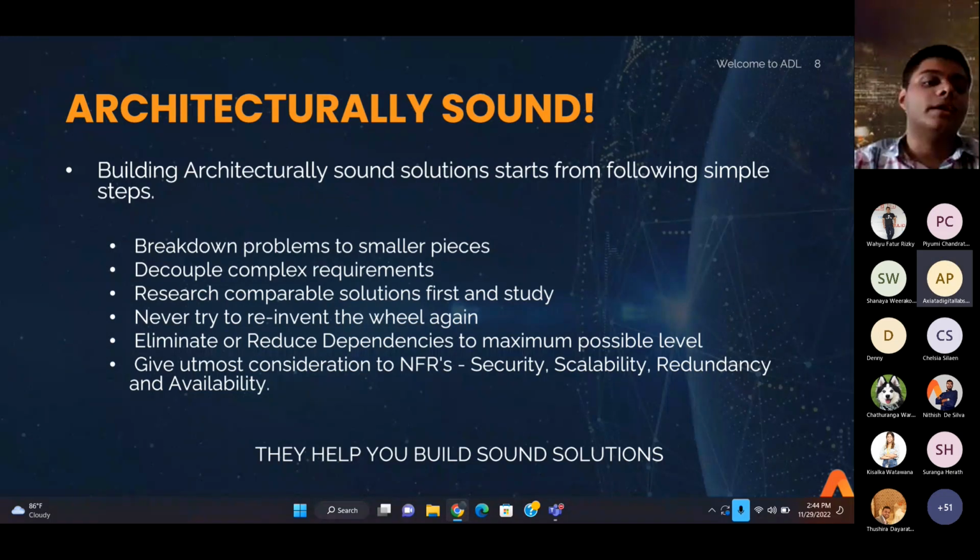So to build architecturally sound solutions, what you need to do is break down problems into smaller pieces and decouple complex requirements. That means requirements can be complex even if they look like one sentence. Definitely, once you break it down, you will understand the complexity of the requirement. So you need to decouple and make them simple pieces of requirements rather than seeing the complex requirement. You cannot build a solution for a complex requirement, definitely.